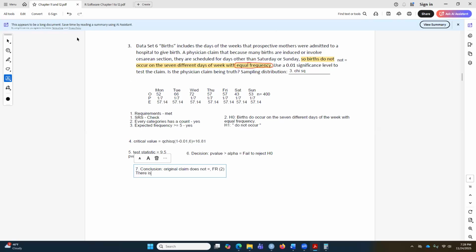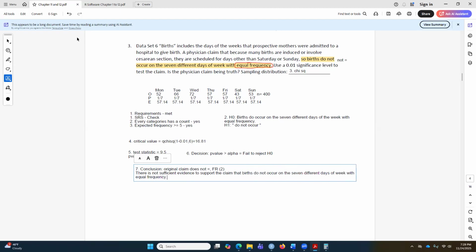So there is not sufficient evidence to support the claim that births do not occur on the 7 different days with equal frequency. Please do not change the claim statement, because if you change your claim statement, you might get it wrong here. So please just copy and paste that.